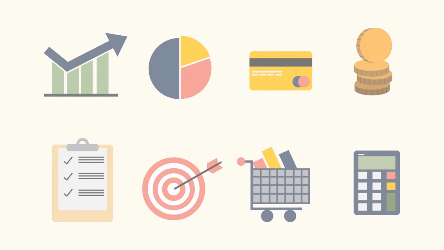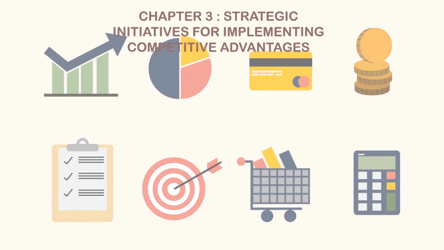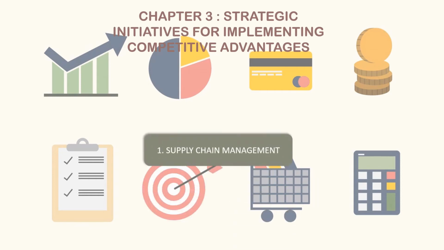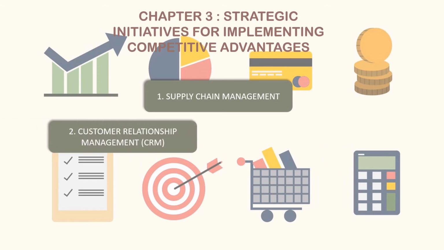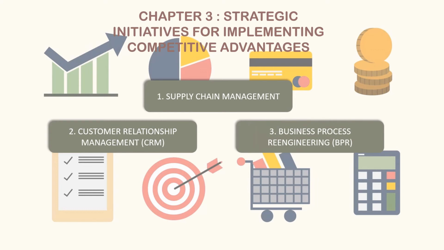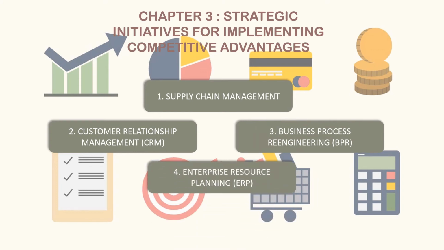Hello everyone, welcome back. So in this slide, I will talk about chapter 3, which is strategic initiatives for implementing competitive advantage. In this chapter, there are 4 subtopics that I will cover, which are firstly supply chain management, customer relationship management, known as CRM, business process reengineering, BPR, and the last, enterprise resource planning, ERP.